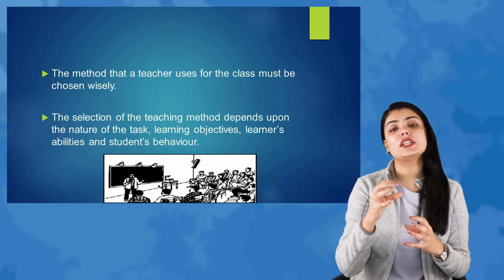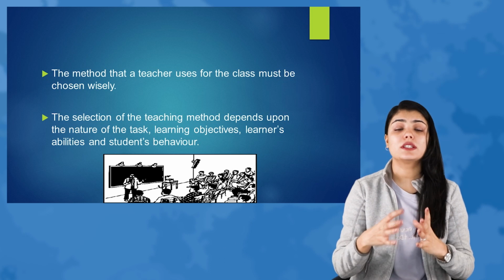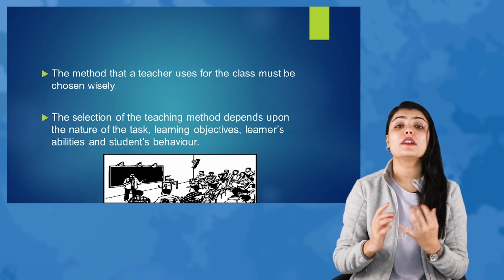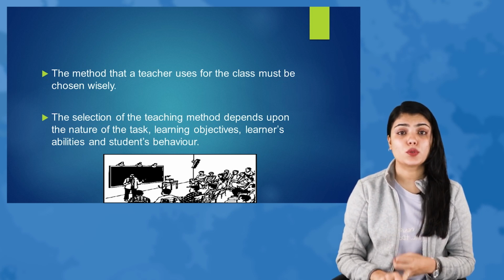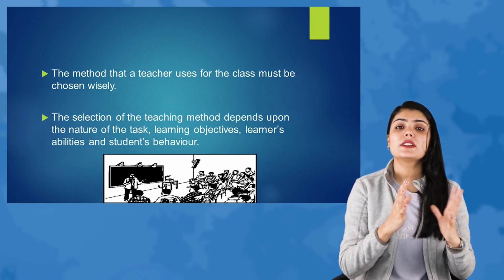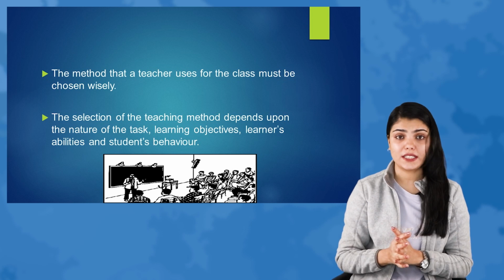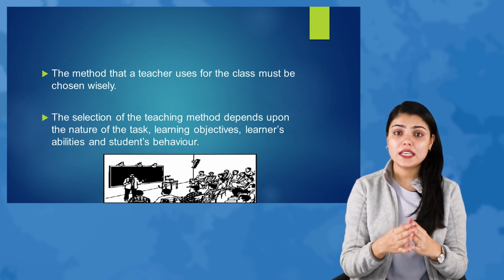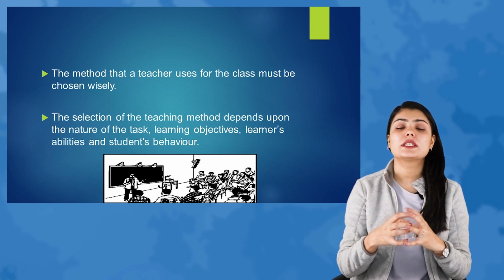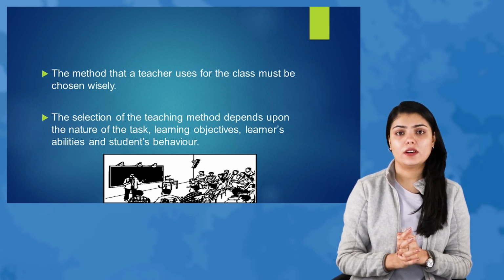Now, the selection of the teaching method, which method the teacher is going to choose to deliver a particular content, to deliver the class, should be chosen wisely and it must be chosen depending on the learner's ability, the behavior of the student, the learning objectives, and the nature of the task. In our previous unit, we discussed lesson planning, and under that, lesson objectives. So the teacher has to see the learning objective of the particular content. The teacher also has to see what is the capacity of the students in the classroom, what are their interests and their behavior.